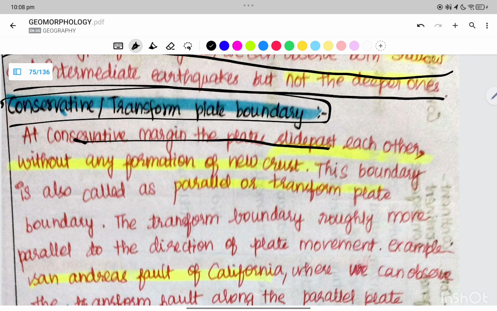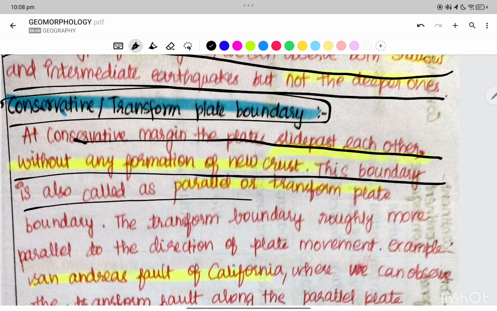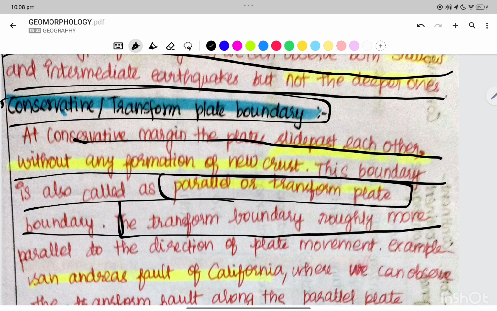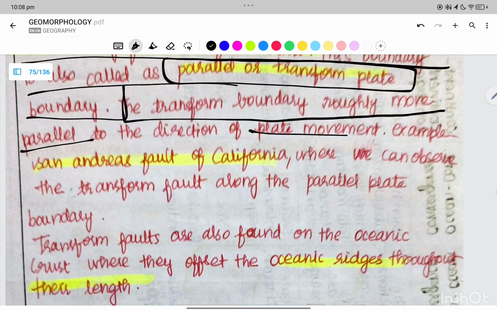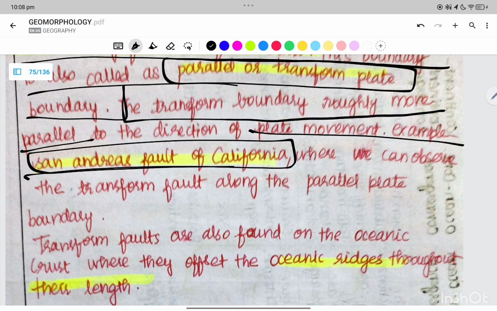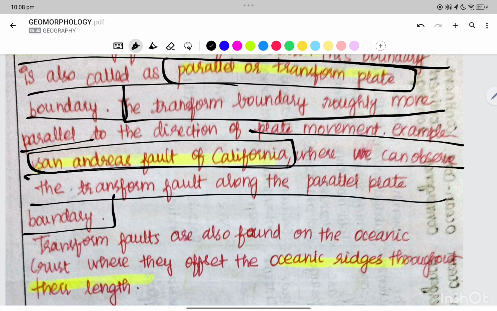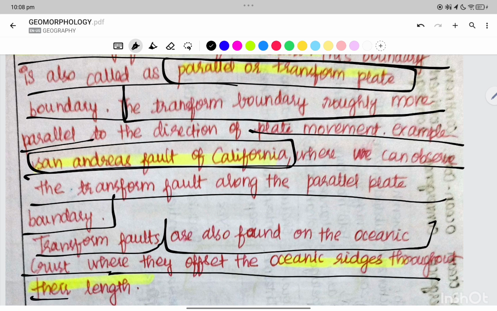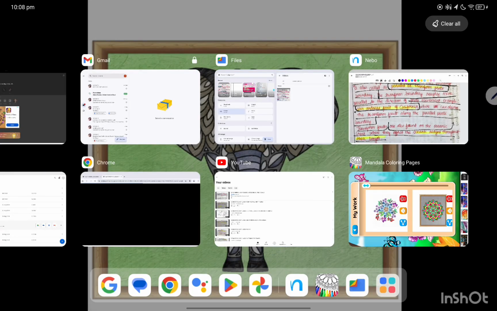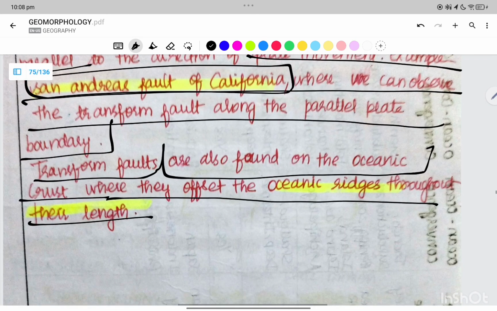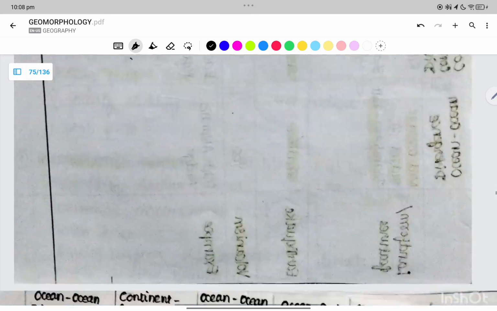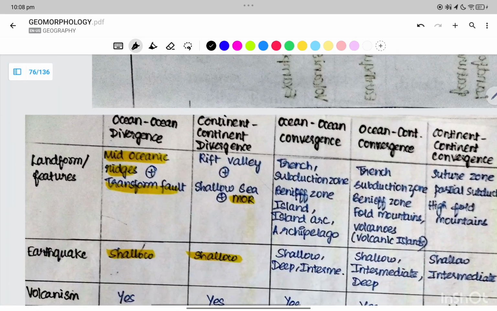Conservative or the transform plate boundaries. At a conservative margin, the plates slide past each other without any formation of new crust. This boundary is called a parallel or the transform plate boundary. The boundary roughly moves parallel to the direction of the plate. Example, San Andreas Fault of California, where we observe the transform fault along with the parallel boundary. Transform faults are also found in the oceanic crust where they offset the oceanic ridges throughout their length.